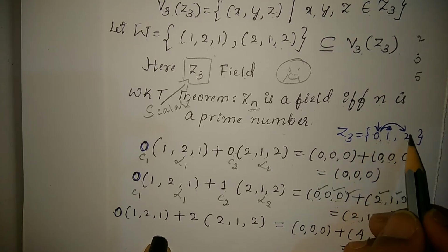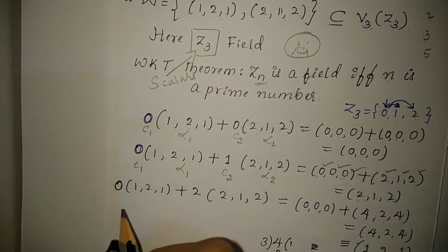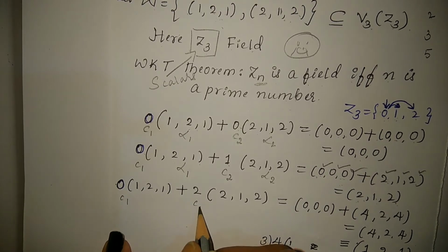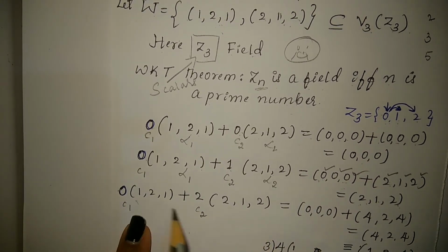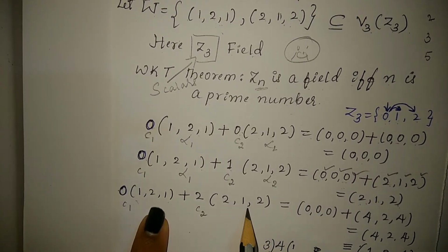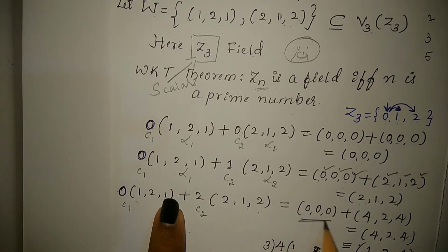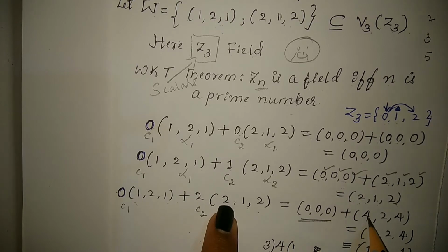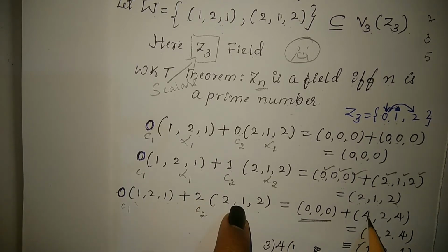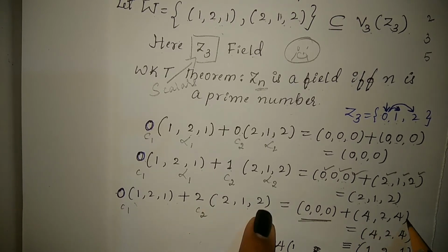Next, last 0 with 2. I am considering for the scalar 0 with 2. So that is C1 and C2. Alpha 1, alpha 2 are same. That is 1 2 1, 2 1 2. Now 0 into anything is 0. So this one. 2 into 2, 2 2s are 4. Multiply 2 within the triplet: 2 2s are 4, 2 1s are 2, 2 2s are 4. Okay.